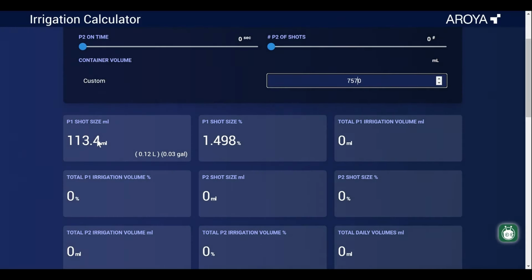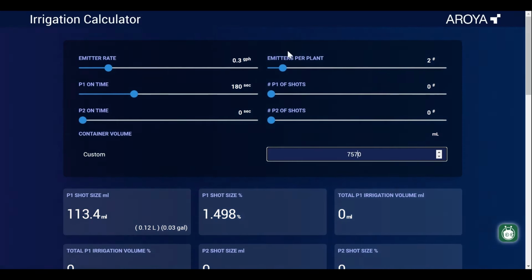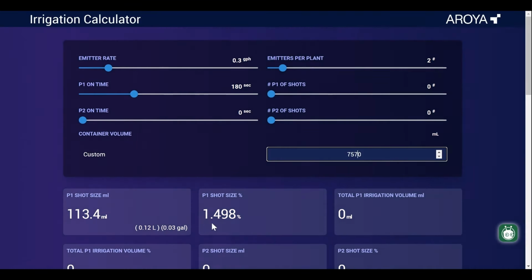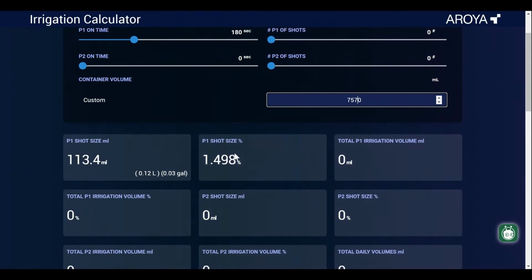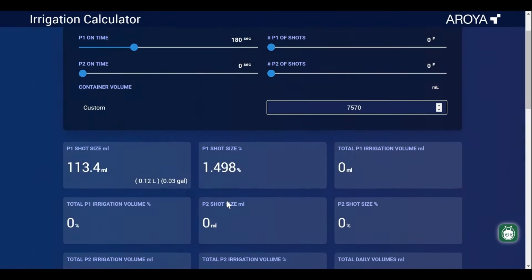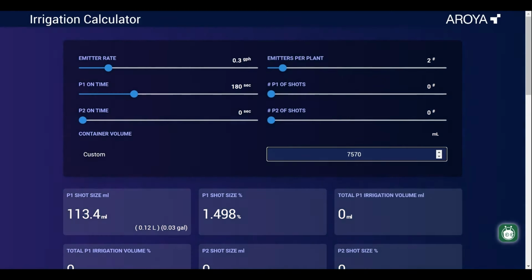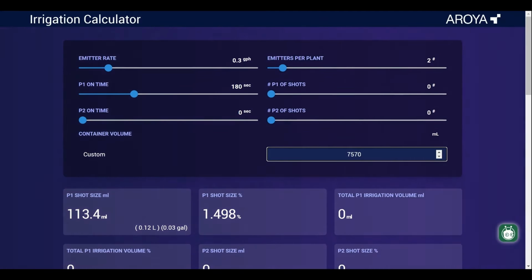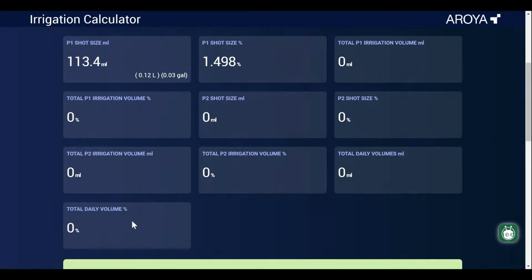All right. Immediately it's populating this as our P1 shot size is about 113.4 milliliters. That's going to be based on our emitter rate and our emitters per plant. It gives us the shot size now that we have a container volume in there. So that's telling us, all right, if we did one P1 shot, we would expect the water content to increase about 1.5%. This stuff actually comes out pretty accurate when you're looking at sensors if you have a decent setup irrigation system.